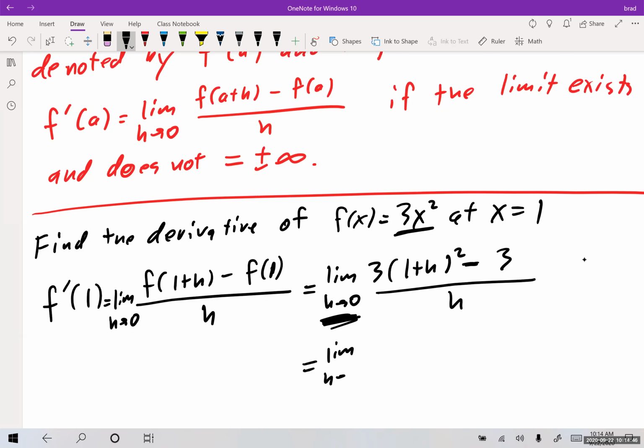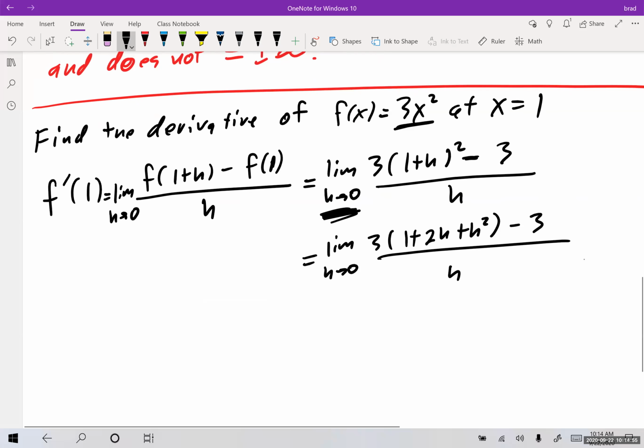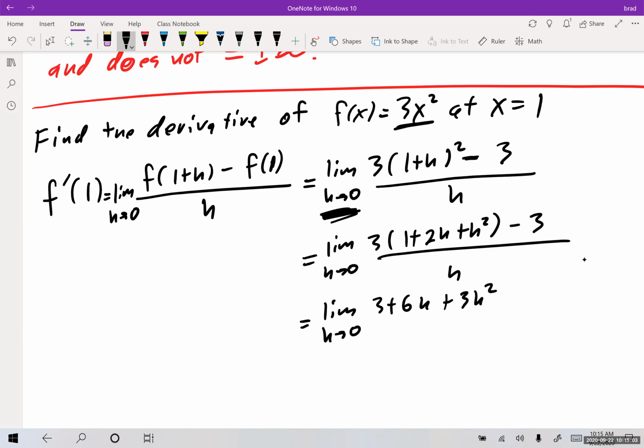So we say the limit as h approaches 0 of 3 times (1 plus 2h plus h squared), I just FOILed that out, all over h. And then I'm going to write the limit as h approaches 0 of 3 plus 6h plus 3h squared minus 3, all over h. Now I finally see that I can clean some stuff up.